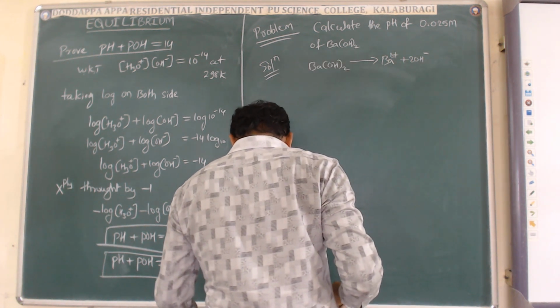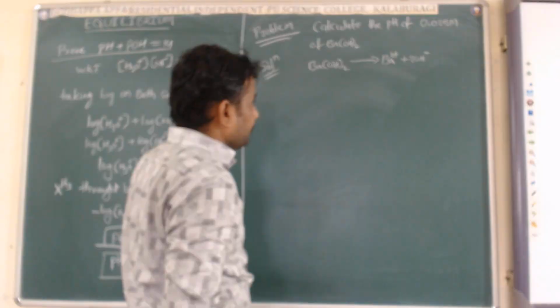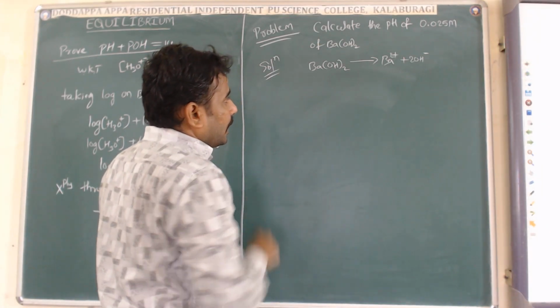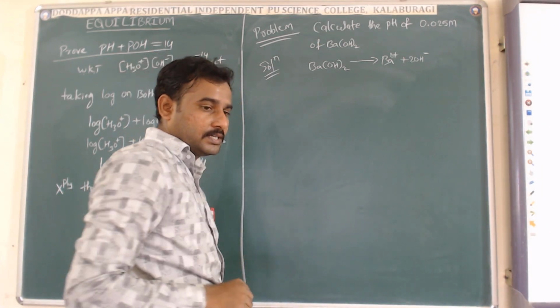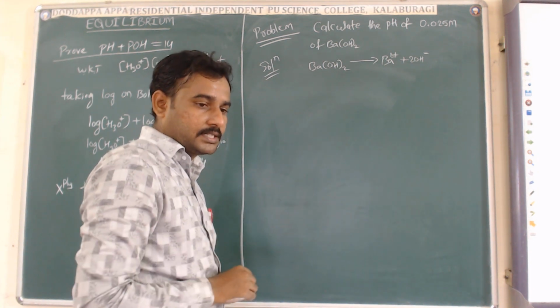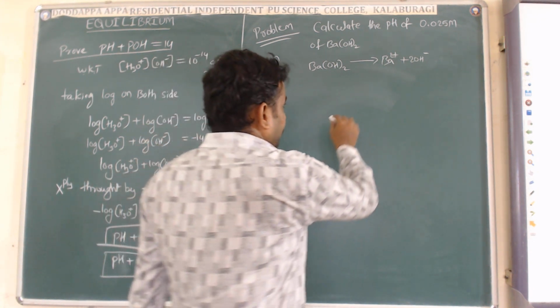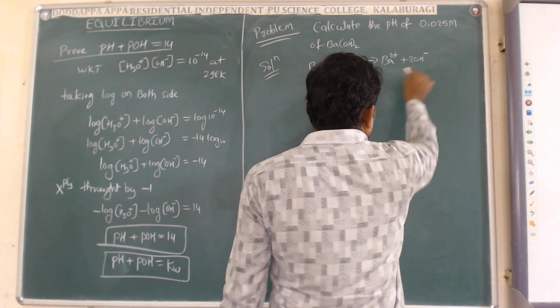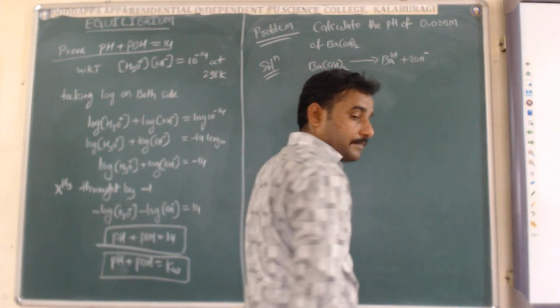So in the question, they have asked to calculate the pH. But here it is a base. Barium hydroxide is a base, so the hydroxyl ion concentration is there. We have to find out the pH, but what they have given is the pOH here. Okay.